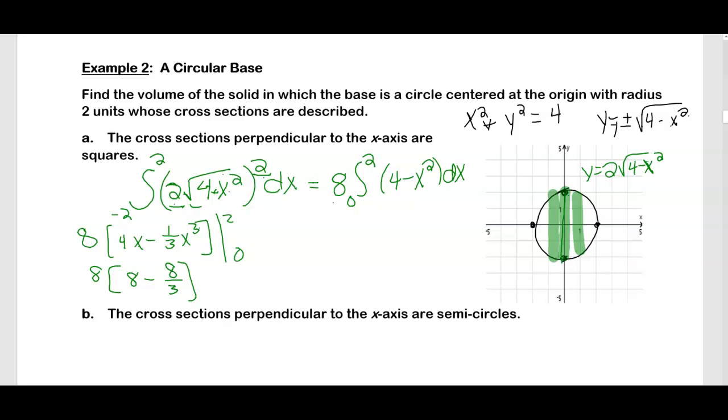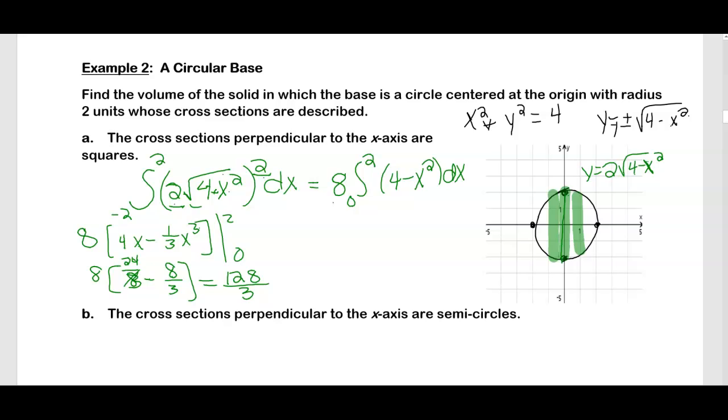You're better off changing this to 24 thirds. So 24 minus 8 is 16. 16 times 8 divided by 3. I could have distributed the 8 in first. I think you overthought it.